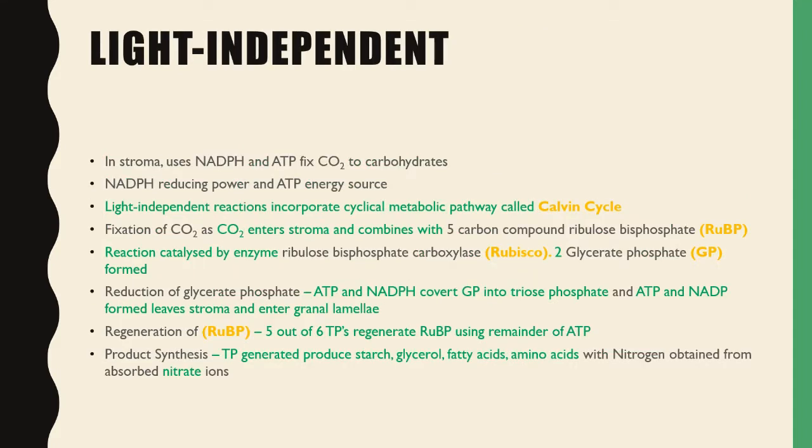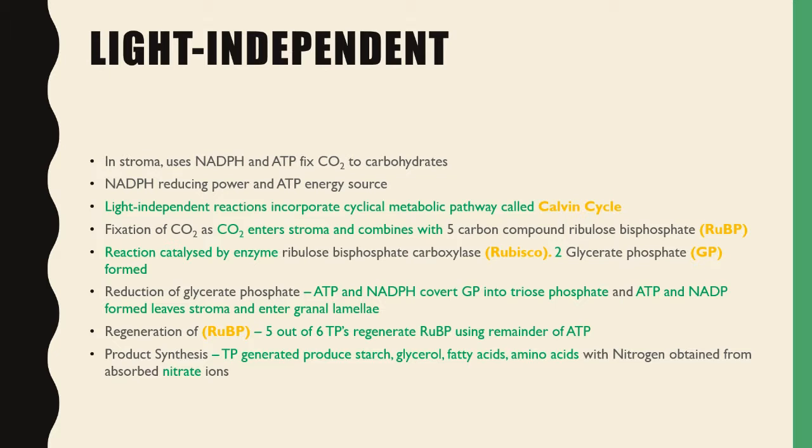Then in the light independent stage, which occurs in the stroma, it will use the NADPH and the ATP to fix carbon dioxide to carbohydrates, which is what the plant's planning to do after all. Photosynthesis is to create energy, and that's what it needs, carbohydrates. So NADPH provides a reducing power, and ATP the energy source. So the light independent reactions will incorporate the cyclical metabolic pathway called the Calvin cycle.